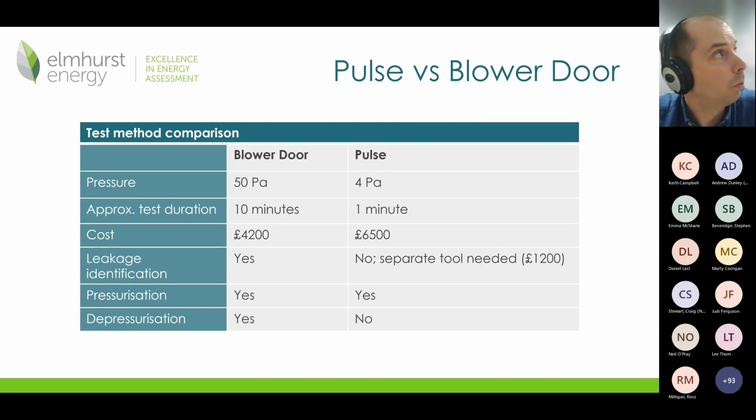So the blower door has to run for about 10 minutes, whereas the pulse test is a much quicker test, only a minute or so long. The downside to that is the blower door can be used to identify leaks in the building envelope. You can actually walk around and sort of feel the leaks or use a smoke pen to see where the air is going. Pulse can't do that on its own. You have to buy a separate tool because it's such a short test.